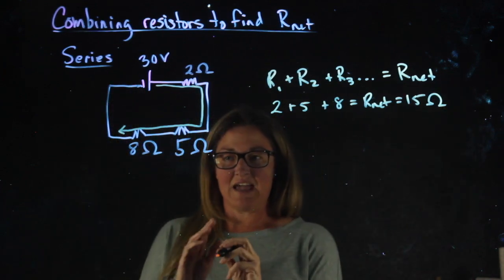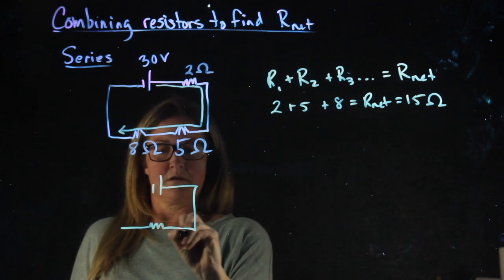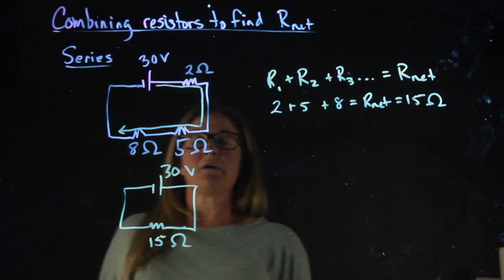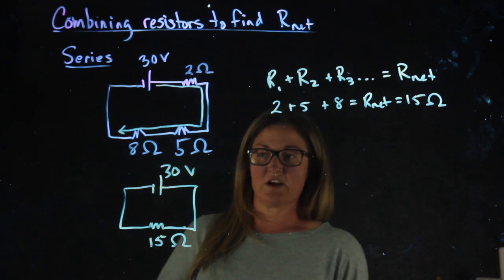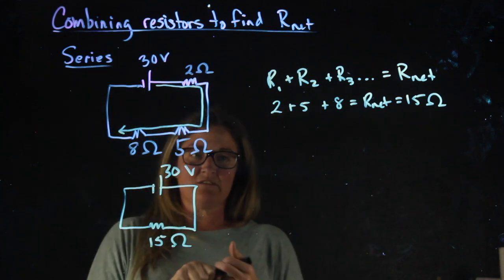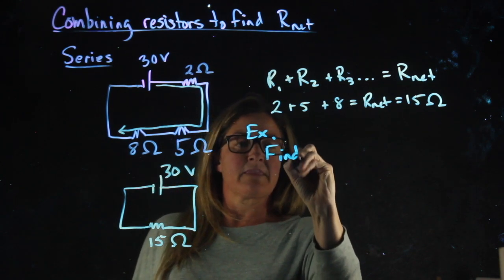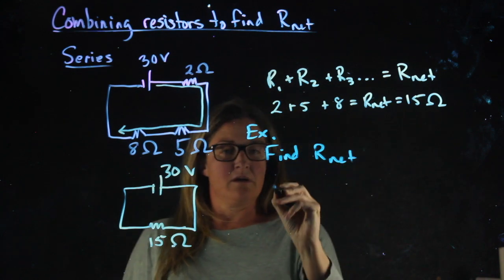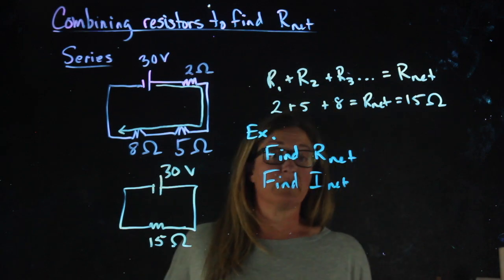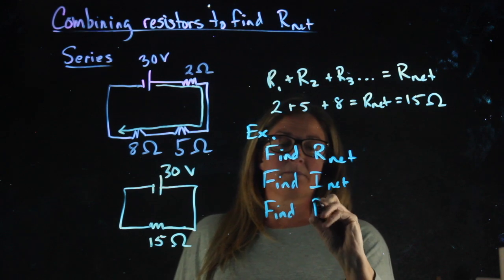This circuit is the same as if I drew this circuit. I mean, not exactly the same, but if this circuit has the same current as that circuit, this circuit will have the same power as that circuit. For this particular example, I could ask you these questions. I could ask you to find R net. I could ask you to find I net, or if I just say I, it probably means for the whole circuit. I can also ask you to find the power.